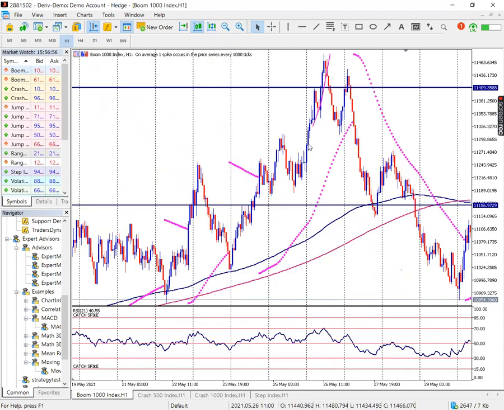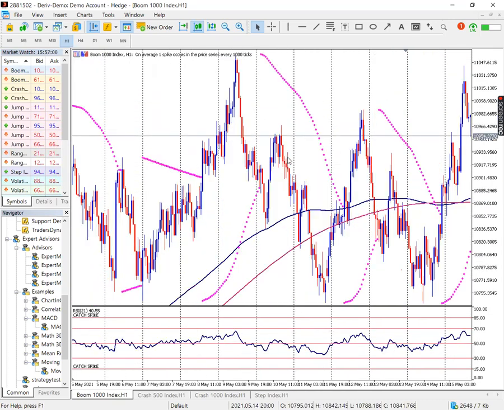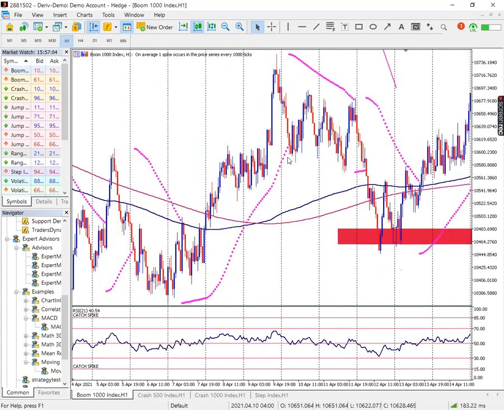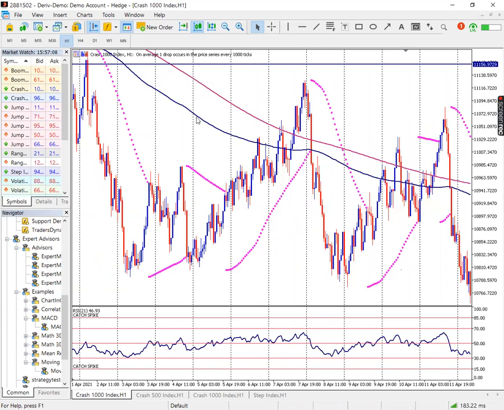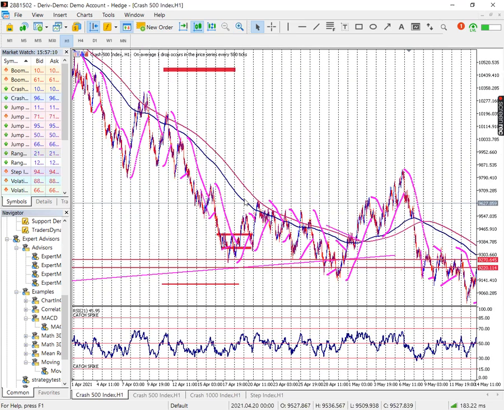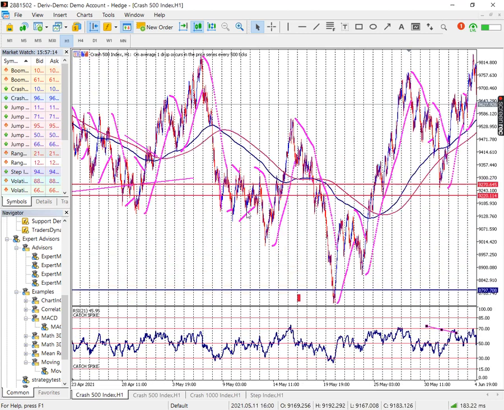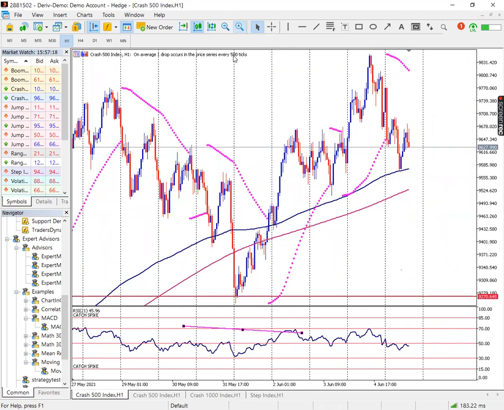You can see this kind of thing, yeah, I usually draw on crash 1000. Let me show you those arrows. Yeah, but I hope you understand the point. Yes. Yeah. So about volatility 50.